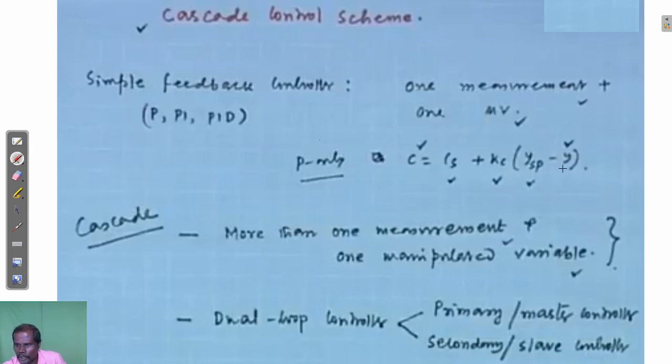Y is your measured value and C is your manipulative variable. So we can say this one is a simple feedback controller. But in some applications, for very good output, we need to go for Cascade Control Scheme. There we make more than one measurement and only one manipulative variable is used. That's why we say this is a dual loop controller, where one primary controller and one secondary controller are used. The other name for primary controller is master controller. The other name for secondary controller is slave controller.